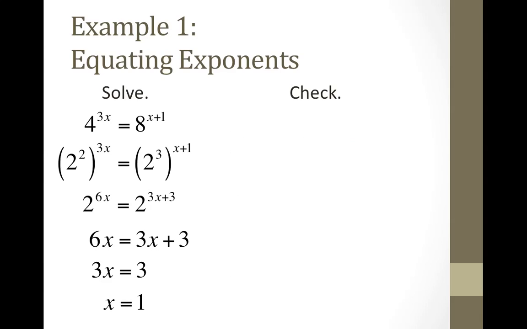Now, let's make sure that that actually works, so let's check that out. If we substitute the 1 in for x in our original equation, remember we always go back to the original, that means we're going to have 4 to the 3rd power on the left side and 8 to the 2nd power on the right side. And when we work both of those out, we see that they both equal 64, and so our solution of x equal to 1 really does work.